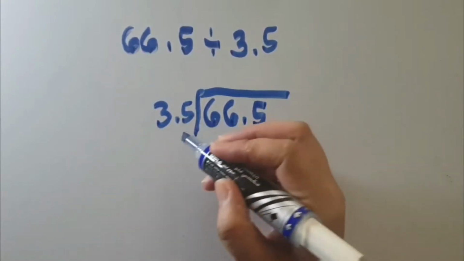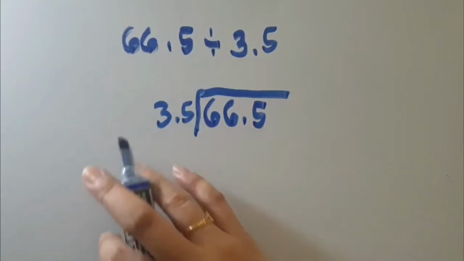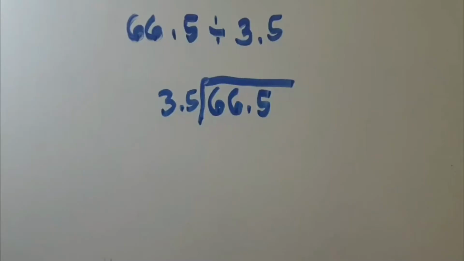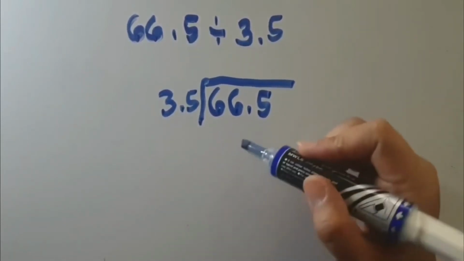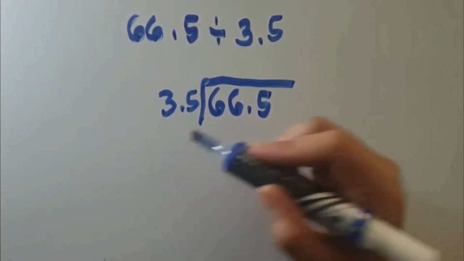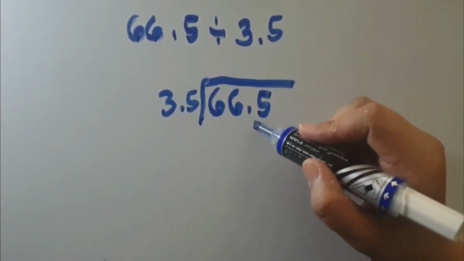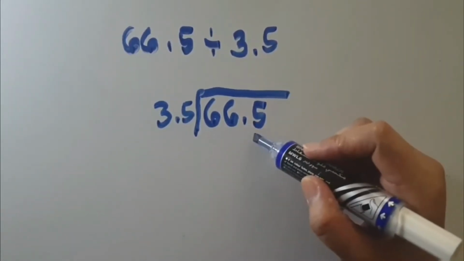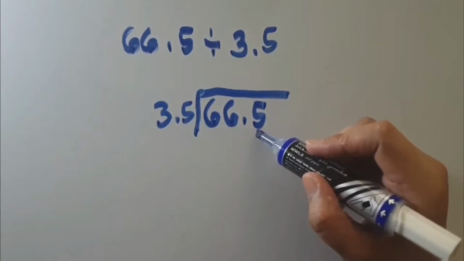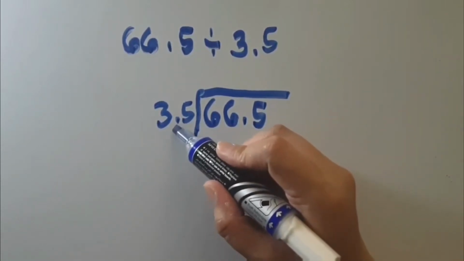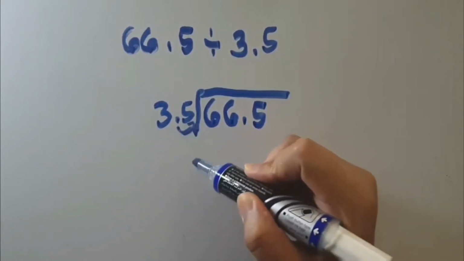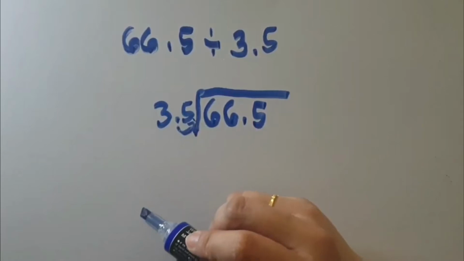You're right. We need to multiply this by 10. Multiplying this by 10 will make it 35, which is a whole number. And number 2, remember that whatever you do with the divisor, you must do it with the dividend also. Since we multiplied the divisor by 10, that means we also need to multiply the dividend by 10. Now, multiplying the divisor by 10 makes it 35, or the decimal point is moved to the right. It's at the end of 5 now.